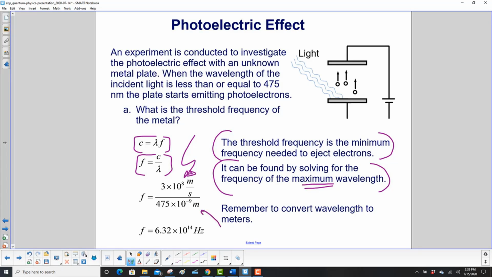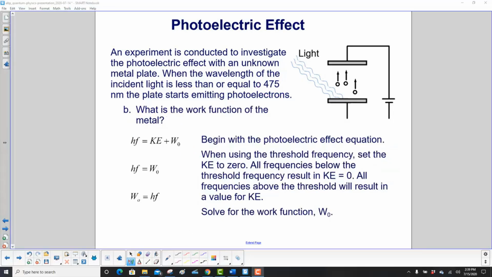Divide it by the wavelength. And remember, to convert 475 nanometers to meters, you multiply by 10 to the minus 9th meters there. And we get a frequency of 6.32 times 10 to the 14th hertz.